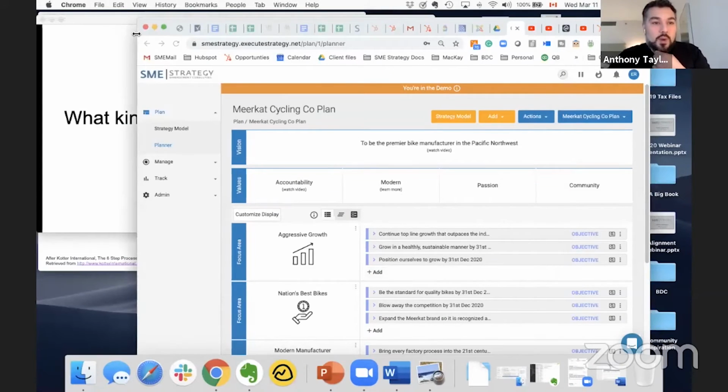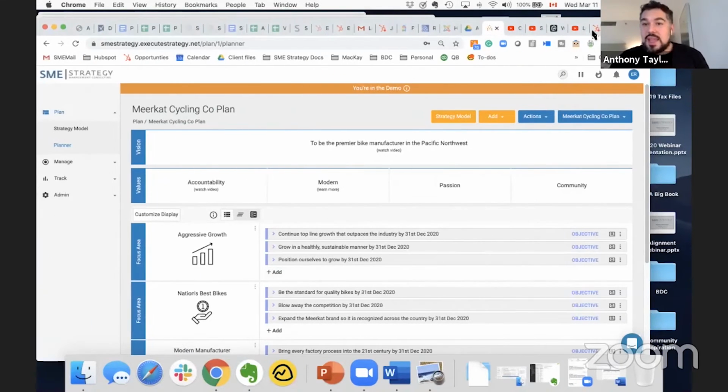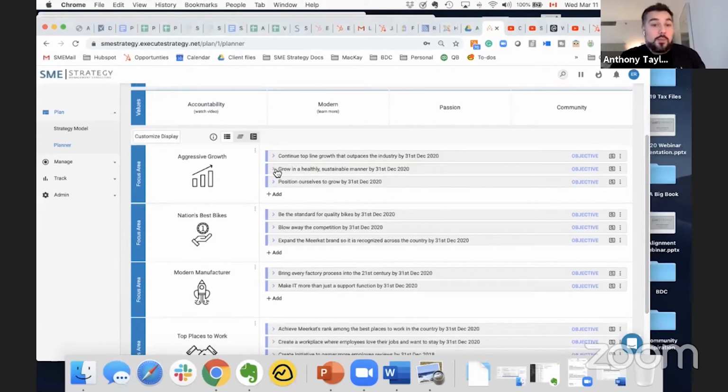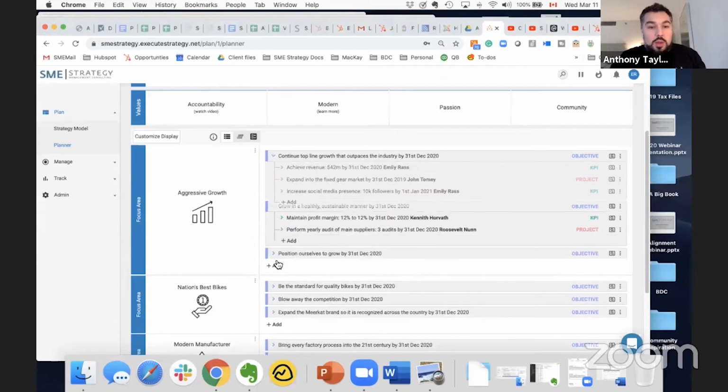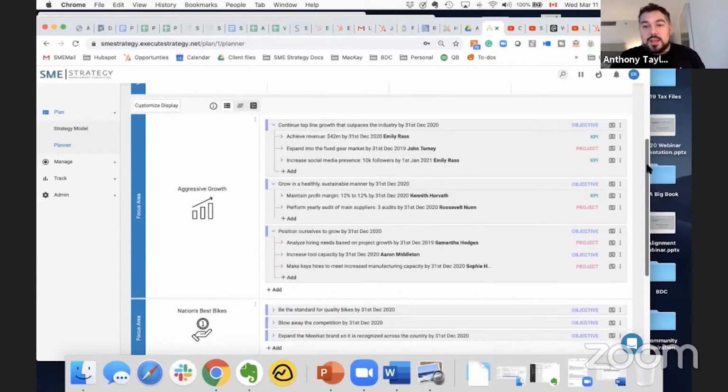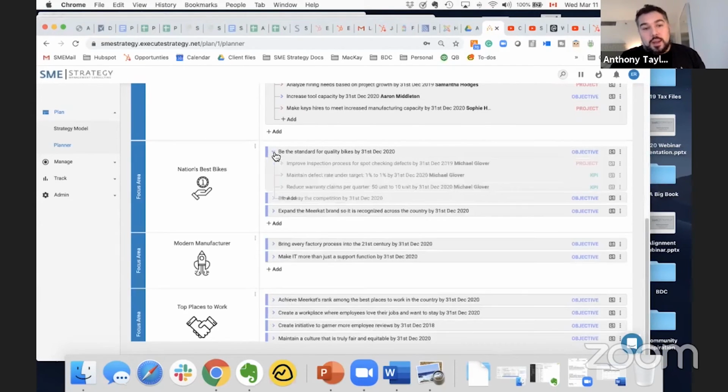So the other thing I wanted to share, and hopefully I can find it, is Cascade Strategy. Hopefully you can see my screen. This is Cascade Strategy. They're one of our partners, and this is their strategic plan software. It's really helpful because it helps you visualize your strategic plan.